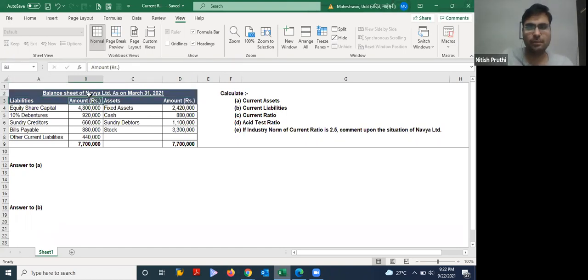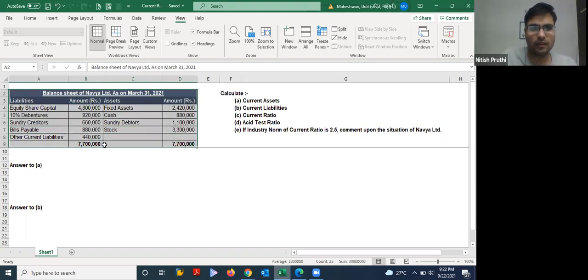So let's start. Today we are going to solve a particular question related to current assets, current liabilities, and current ratio. On my screen, you can see a balance sheet of Navya Limited as on 31st March 2021, which contains the liabilities and the corresponding assets of the company.